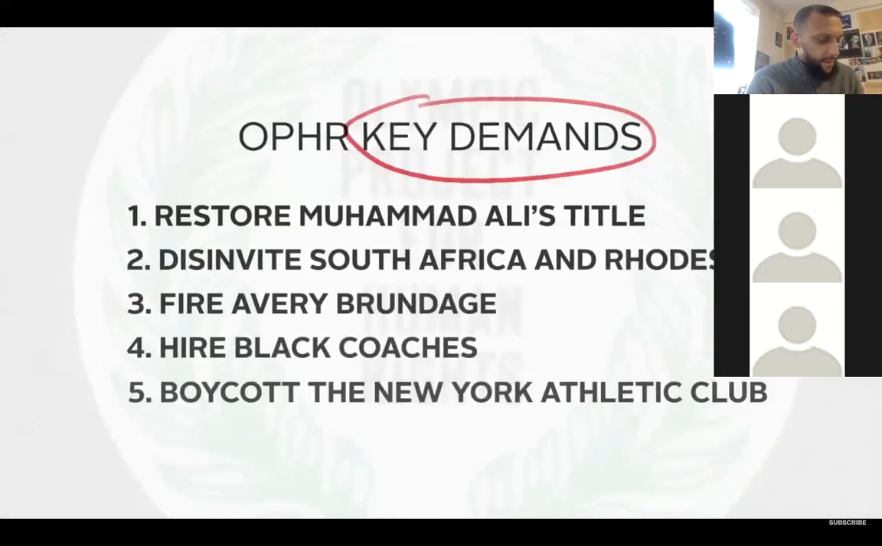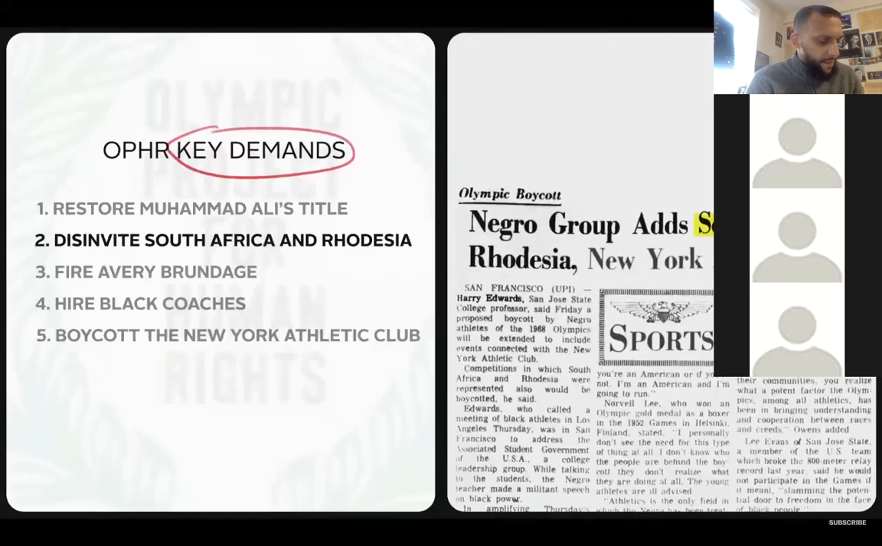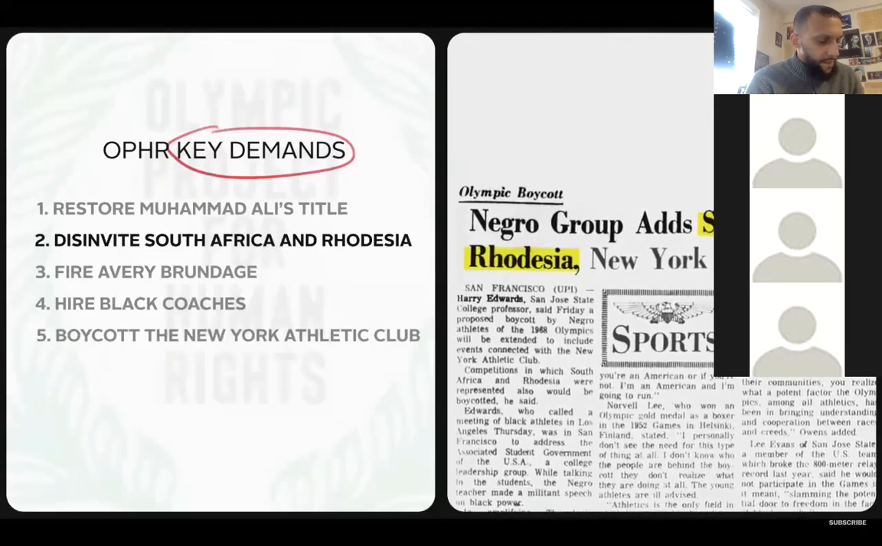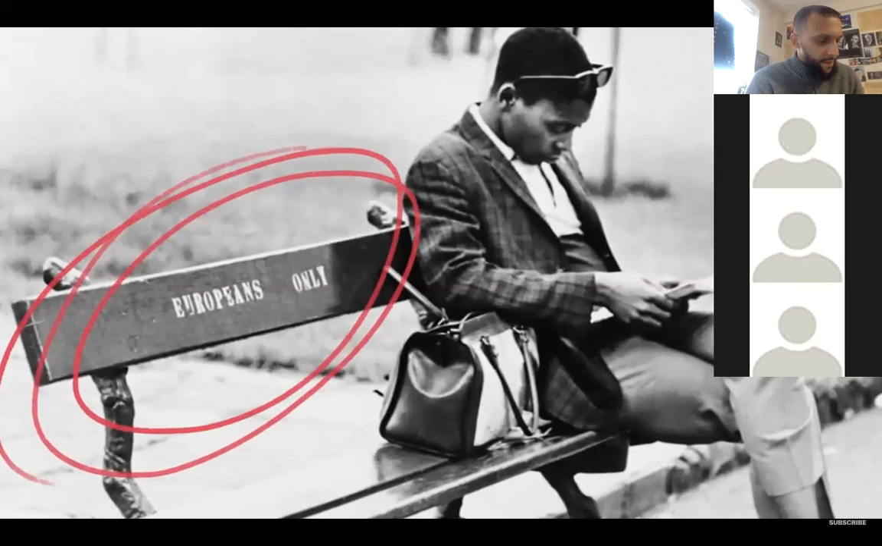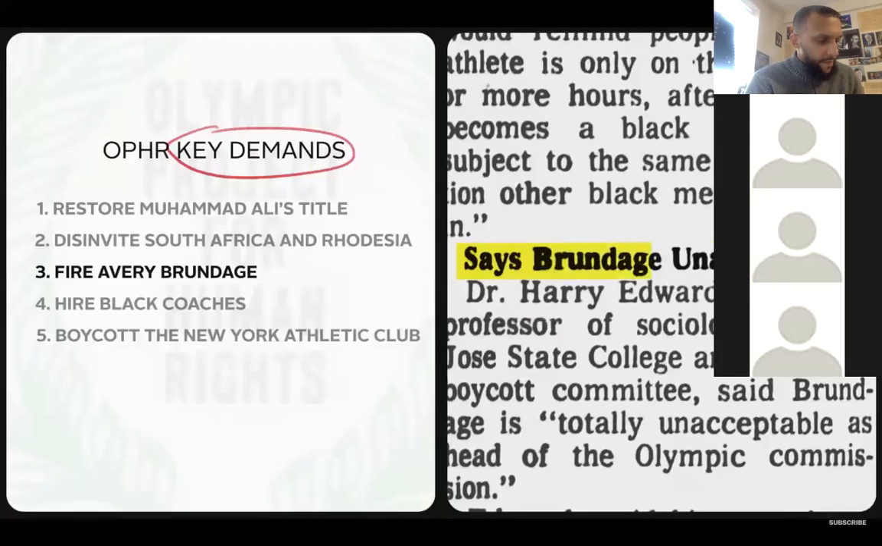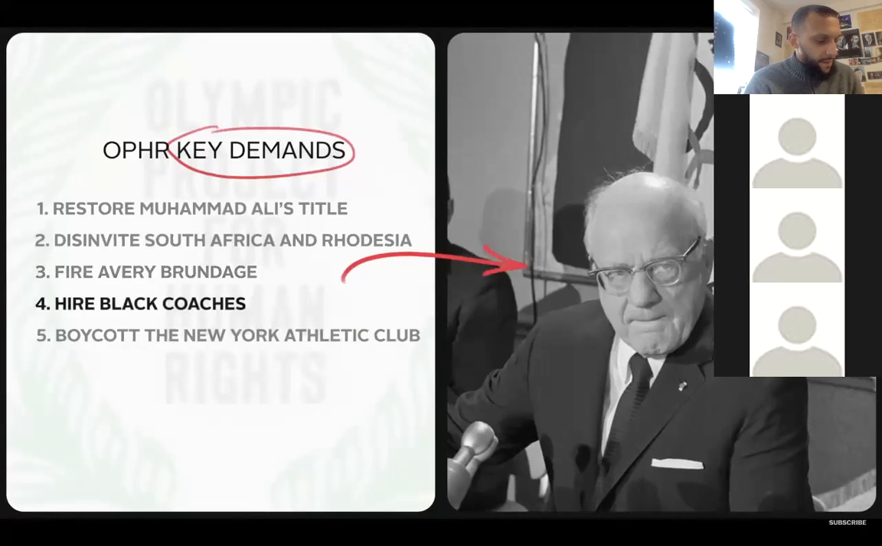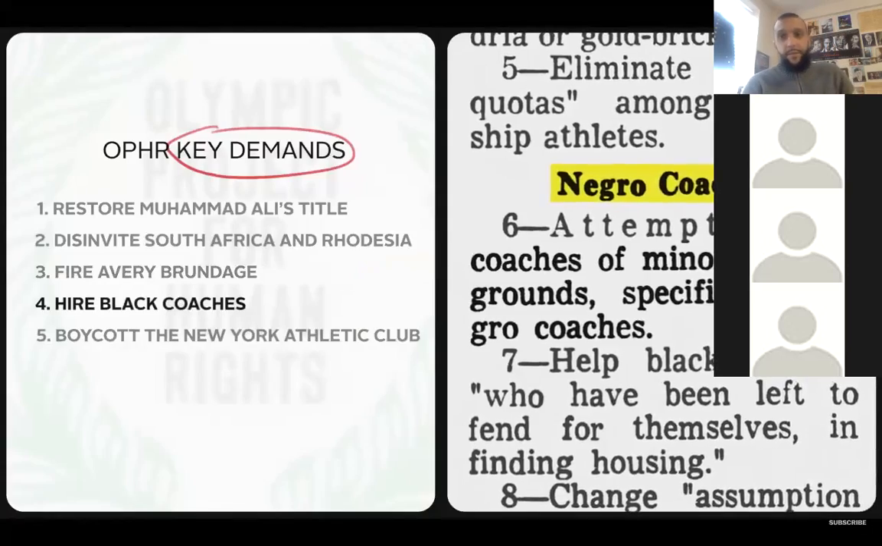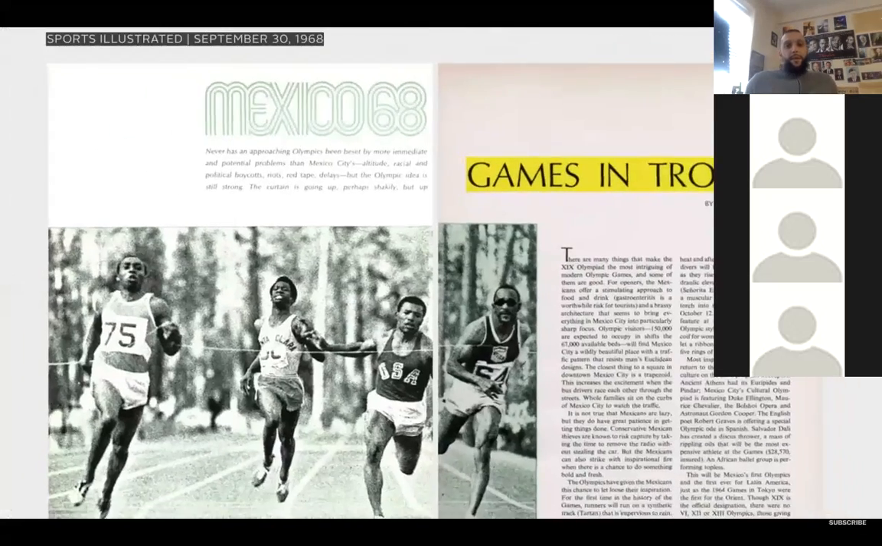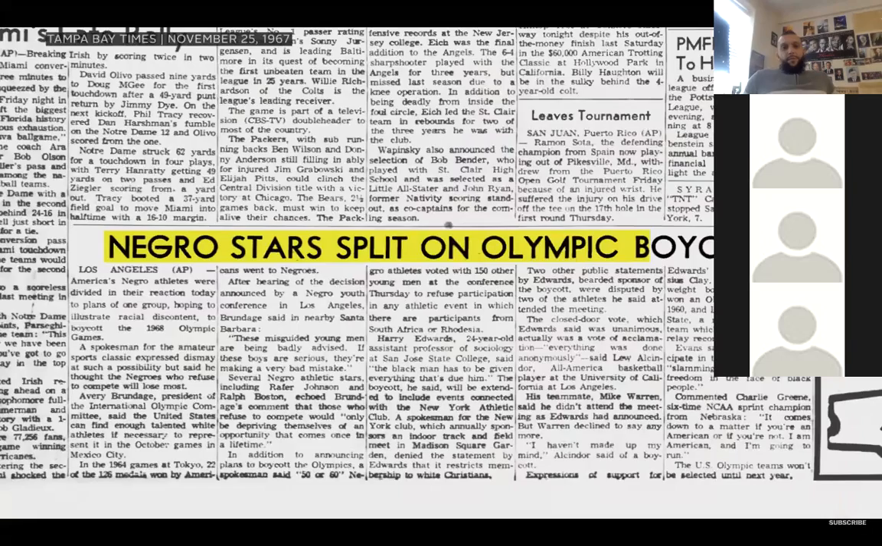He realized that he could use Black sports participation as a way to attract attention to the problem. The OPHR had 5 key demands, among them being to disinvite South Africa and Rhodesia, 2 countries practicing apartheid, from competing in the Games, the removal of openly racist International Olympic Committee President Avery Brundage, and hiring Black coaches to U.S. teams. The potential boycott became a hot topic in the news and of debate among athletes.